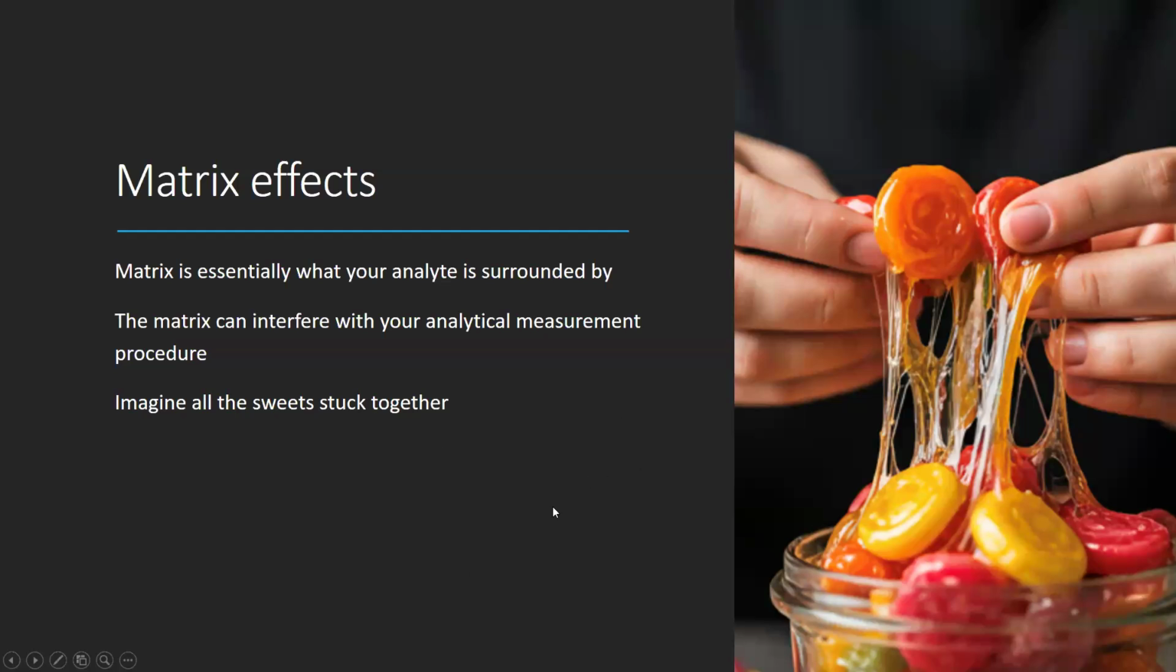So one reason for methods to work less well than a definitive or a reference method are matrix effects. And these are components of the sample other than your analyte of interest, hence the matrix that it's contained within, that interfere with the measurement procedure. Now, for example, imagine that all of your sweets are stuck together. It would make it really difficult to count the blue ones. Now, it's important to minimize matrix effects in analytical chemistry, and a simple example is centrifugation. It removes all the cellular components that can interfere with the sample.